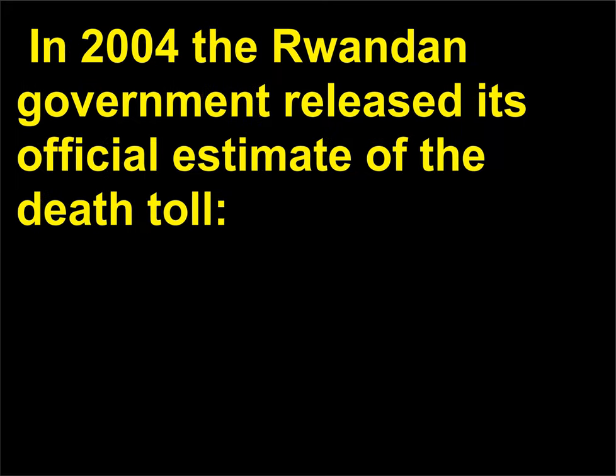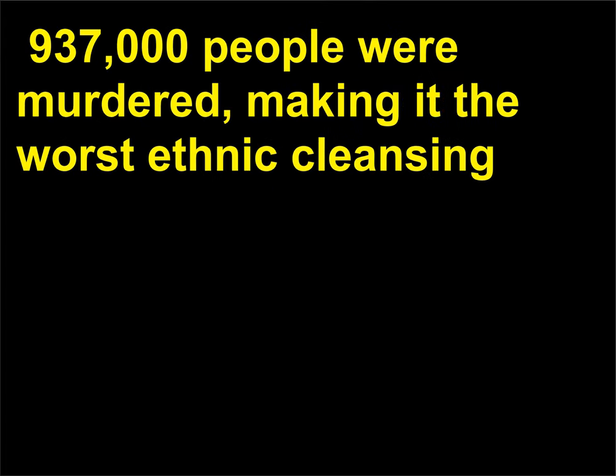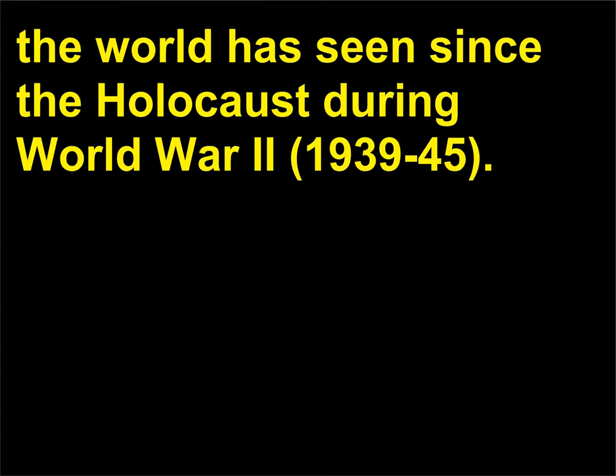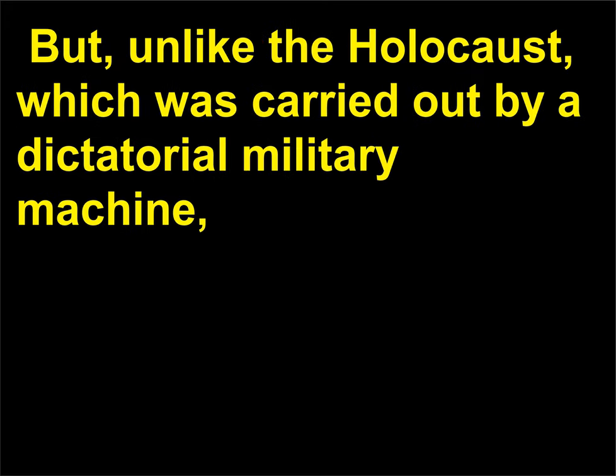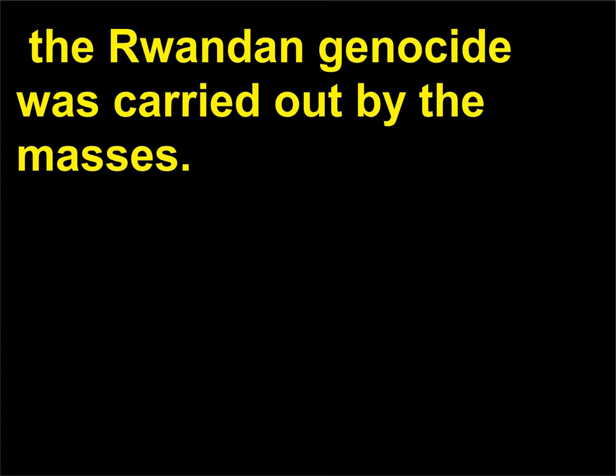In 2004, the Rwandan government released its official estimate of the death toll: 937,000 people were murdered, making it the worst ethnic cleansing the world has seen since the Holocaust during World War II, 1939-45. But, unlike the Holocaust, which was carried out by a dictatorial military machine, the Rwandan genocide was carried out by the masses.